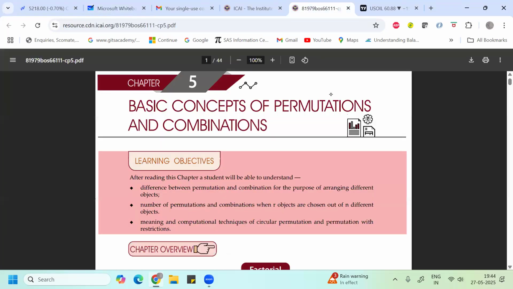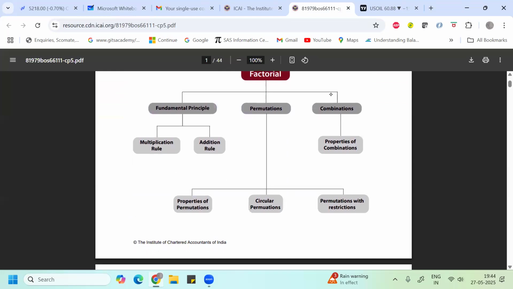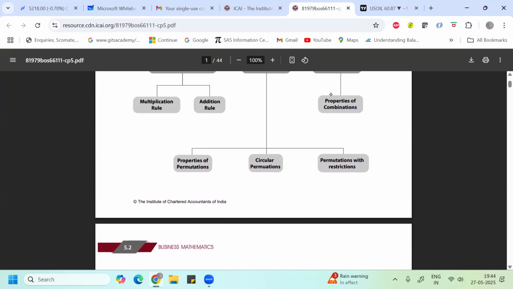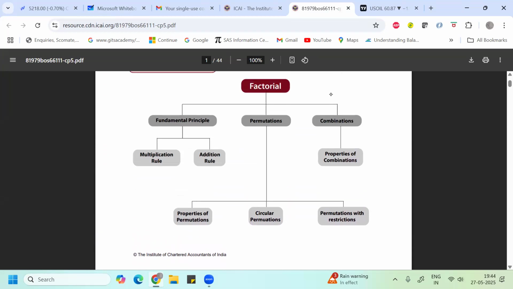Fine. So going further, the concept of factorial is given. Addition rule, multiplication rule, you have to understand. The multiplication rule is applied when the events can be done together. When the events cannot be done together, the total number of ways in which it can be done would be based on the addition rule.